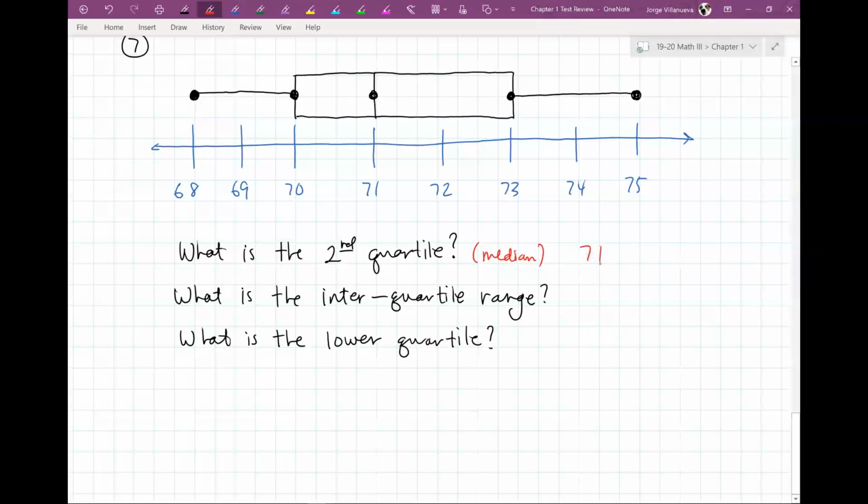Okay? Now the interquartile range is the difference from, if you want to call it, first to third quartile or lower to upper. So my lower quartile is what? 70. I'm going to put that answer right now on the very bottom. Lower quartile 70. What's my upper quartile? 73. So 73 minus 70 is 3. So those are my answers to this problem. Okay?